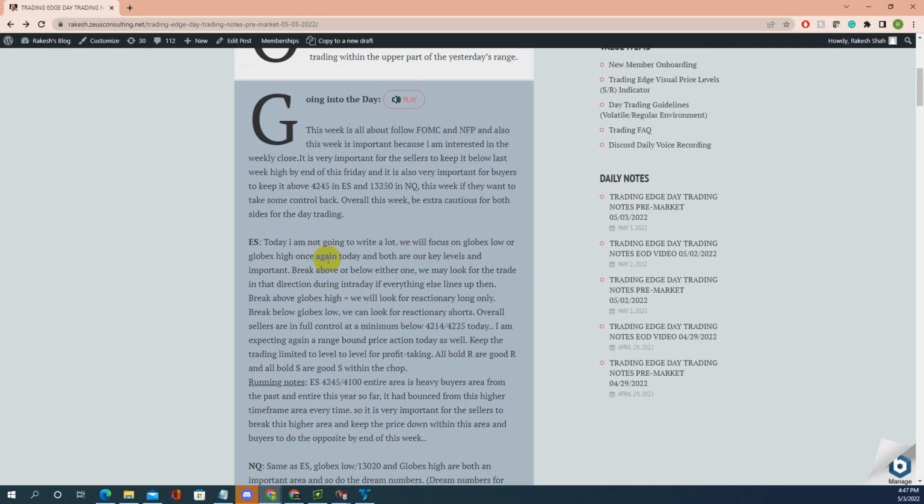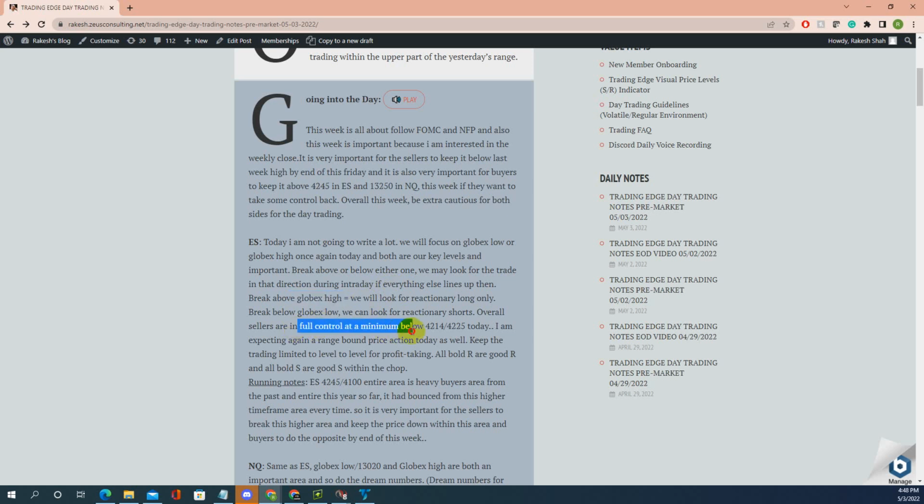So Globex high was 72.76 area. Globex low was, I think, around 36. Both are key levels, and on a break above or below either one, we may look for the trade in that direction intraday if everything is lining up. Above Globex high, reactionary long; below Globex low, reactionary short. In between, we have to be evaluating the price action in real time, and if there is something, then we can trade. Otherwise, we are not going to trade.